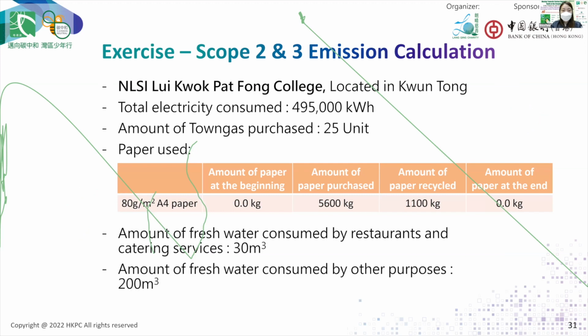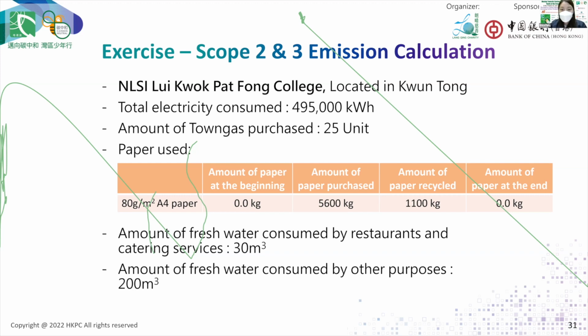So here comes another example. The example is based on the real data provided by the NLSI College in Kwun Tong. We very much appreciate their output. They have revealed that they consumed the total electricity and town gas listed, and they also used a certain amount of paper and had some paper recycled at the same time. And they assumed the freshwater consumed by restaurant or catering service to be around 30 cubic meters per year, and by other purposes 200 cubic meters per year.